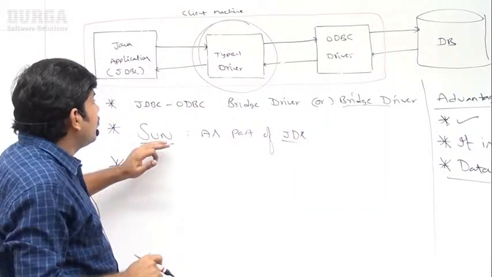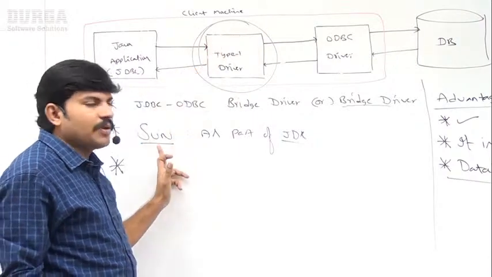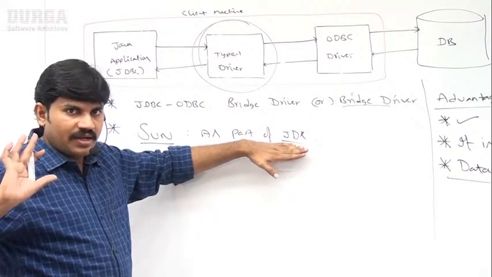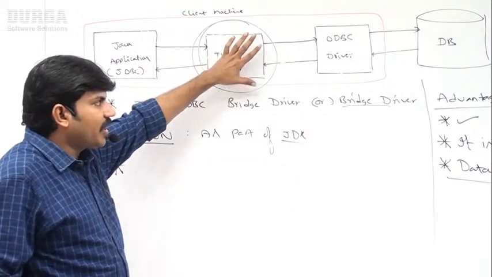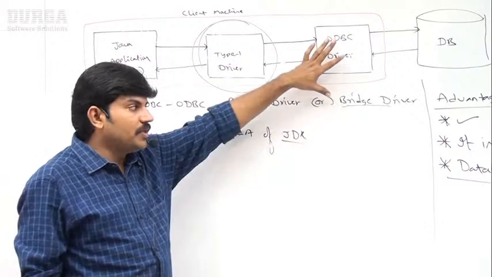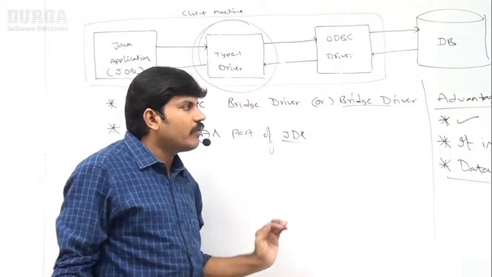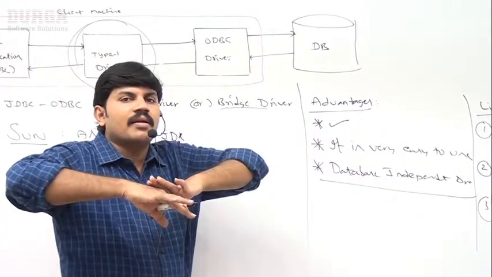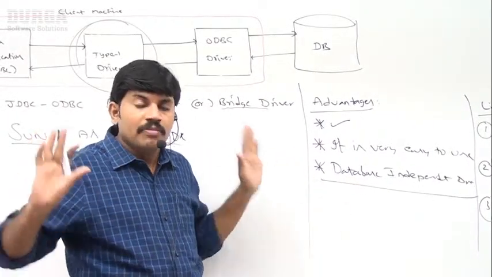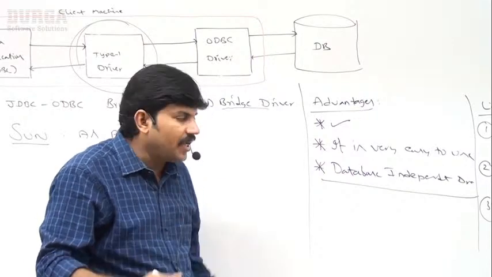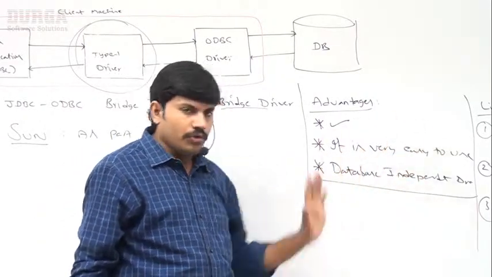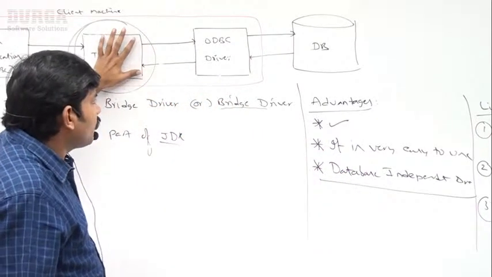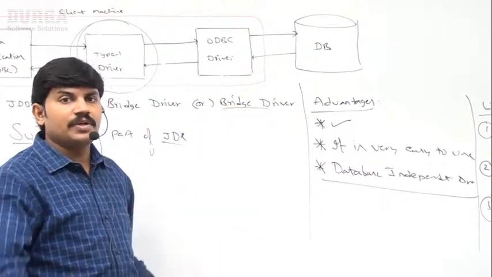Okay, next, who developed this one? Sun Microsystems provided this type 1 driver as part of the JDK. Clear, right? Internally, the type 1 driver takes support of the ODBC driver. What are the various advantages of the type 1 driver? The first biggest advantage: we are not required to install it separately, because it's available as part of the JDK. Next, it's very easy to use and maintain. Next, sir, the type 1 driver never communicates with the database directly.